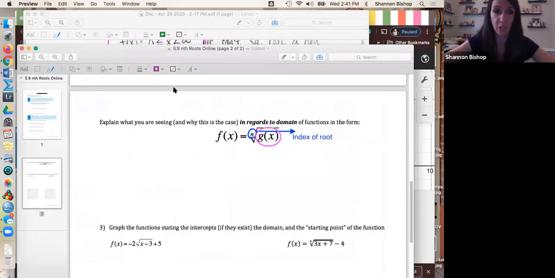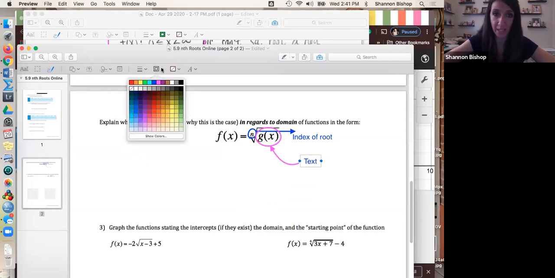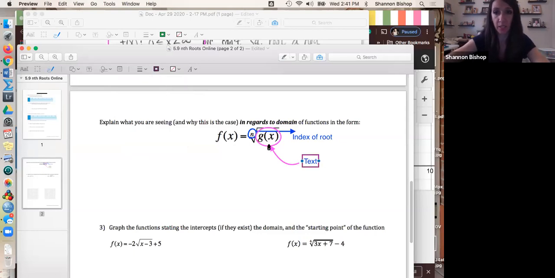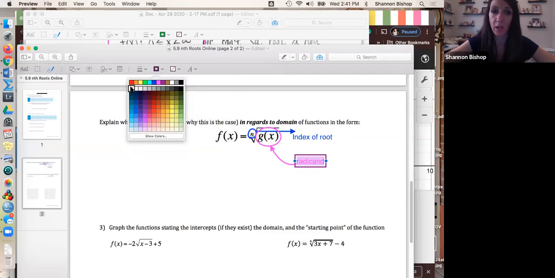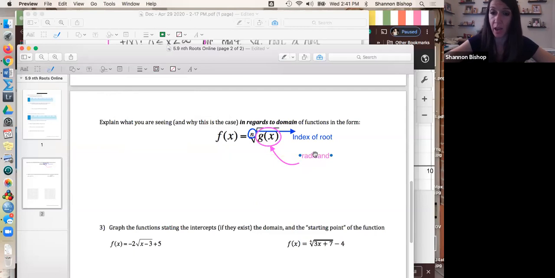Well, that's because, ladies and gents, so vocab word, this guy, where's my pen? Here we go. This guy right here, he also is a vocab word, and his vocab word is radicand. Okay, I don't know how to make the text purple. Can I make the text purple? Oh, maybe I can. There we go. Okay, so he's called the radicand, all right? And it just depends on what's underneath there. It just depends on what your radicand is as to what determines your domain.